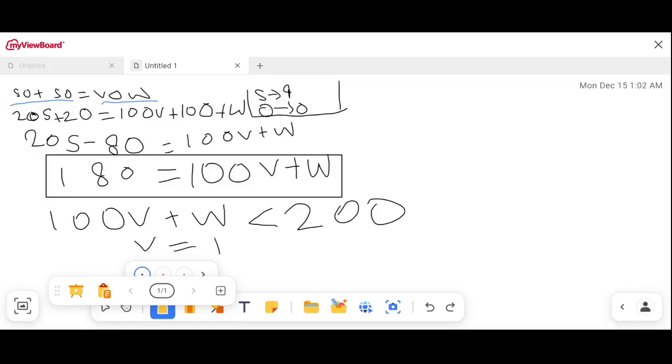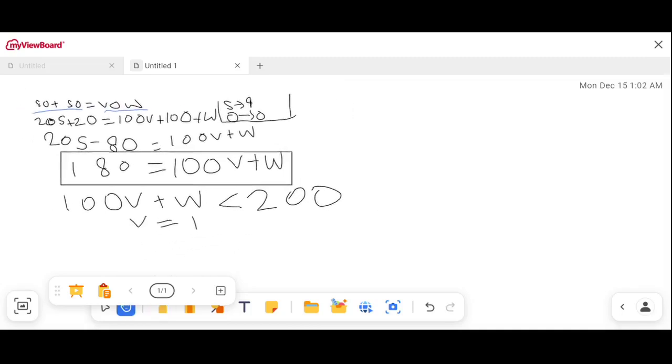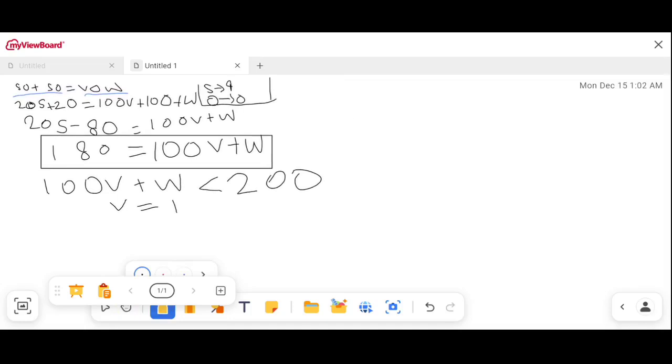So now we have something new. We have found a value for V, which I'm going to box up. And now, since we got V, we can plug in some random values, right? So we're plugging in S equals 7 and O equals 5, in this equation only, SO plus SO plus V equals VW.